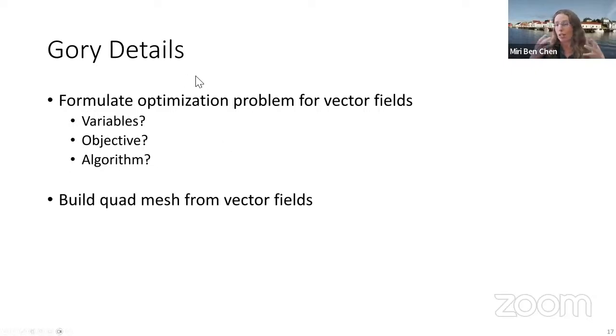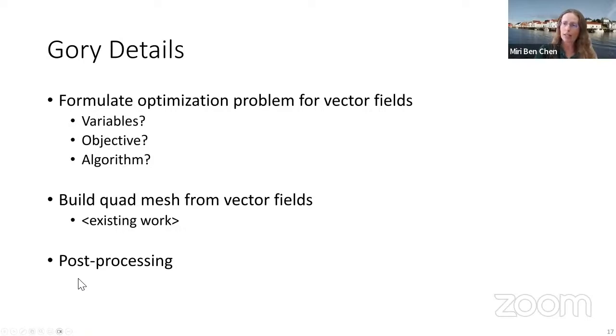After you do all this, you end up with two vector fields on the surface and you still need to build your quad mesh from that. I'm not going into this aspect in this talk. I'm just assuming that this is some existing work. And finally, you will need to do some post-processing. So if you want this to be exactly planar, then you need to planarize. And again, I'm going to ignore this bit.